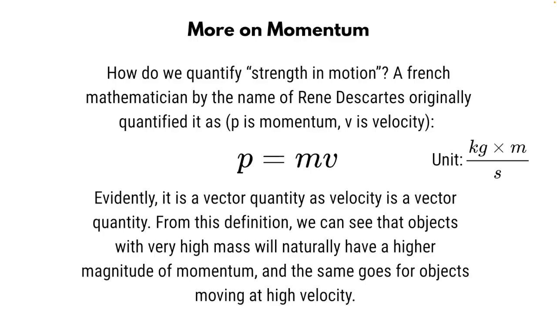Clearly it's a vector quantity, as velocity is a vector quantity, right? From this definition, we can see that objects with very high mass are naturally going to have a higher magnitude of momentum. If a truck and a car are moving at the same velocity, then the truck is going to have more momentum because it has more mass. The same goes for objects moving at high velocities. The unit is going to be kilogram meters per second. Why? Because p is equal to mv, right? m brings in kilograms, v brings in meters per second, kilograms times meters per second, kilogram meters per second. Cool, right?